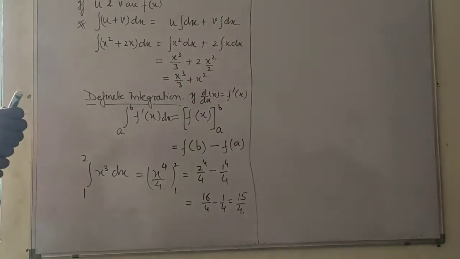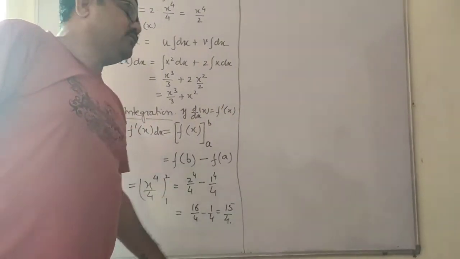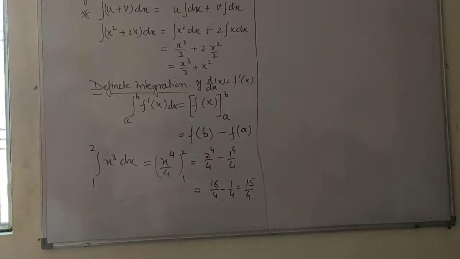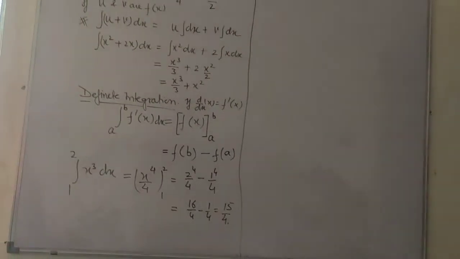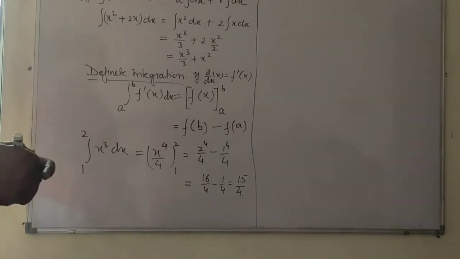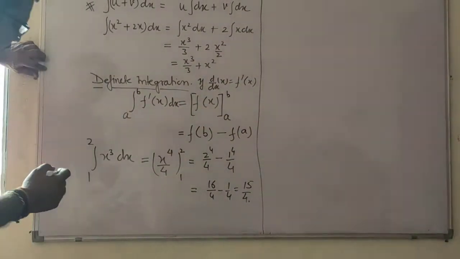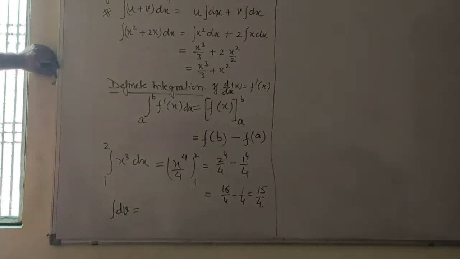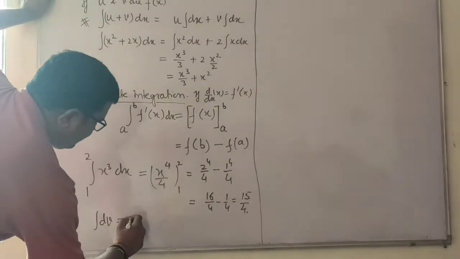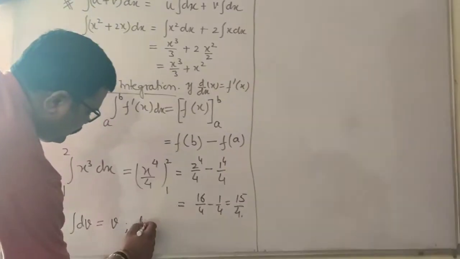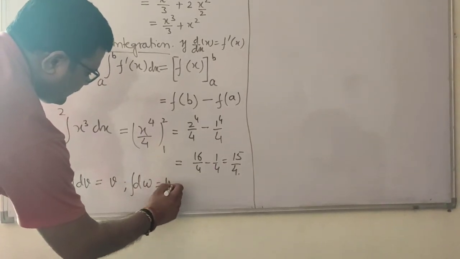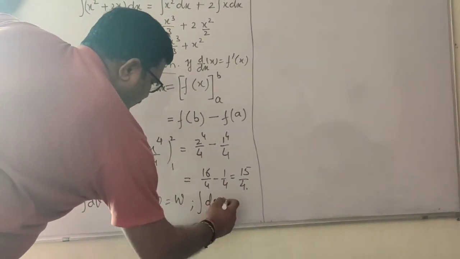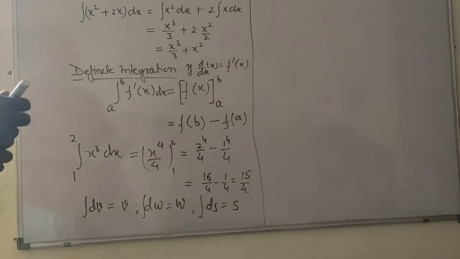Here you are not getting any answer in terms of a variable. Here you are getting a constant value, a numerical value, a definite value. So it is known as definite integration. For definite integration, you must have limits, upper limit as well as lower limit. Now you will tell me, what is the integration of dv? The integration of dv will be v. What is the integration of dw? That is w. What is the integration of ds? That is s.